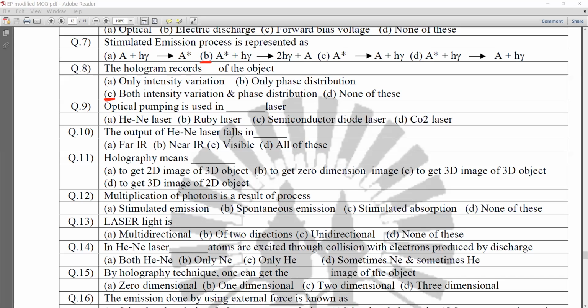Optical pumping is used in the ruby laser. This is an out of syllabus question. Ruby laser, that is a solid state laser, uses optical pumping. The output of helium neon laser falls in visible region, near IR or IR. All of these. So all the options apply. We get 6328, 1.15 and 3.39 as well. Then holography means to get a 2D image of a 3D object, to get a 0 dimension image, to get a 3D image of a 3D object, or to get a 3D image of a 2D object.